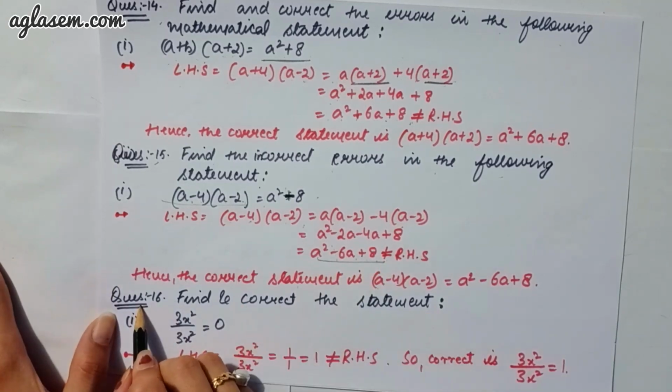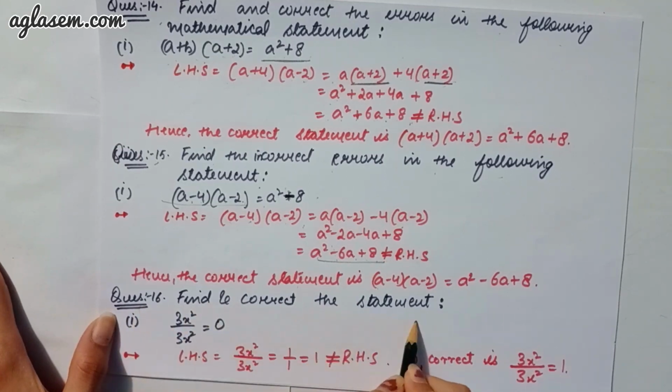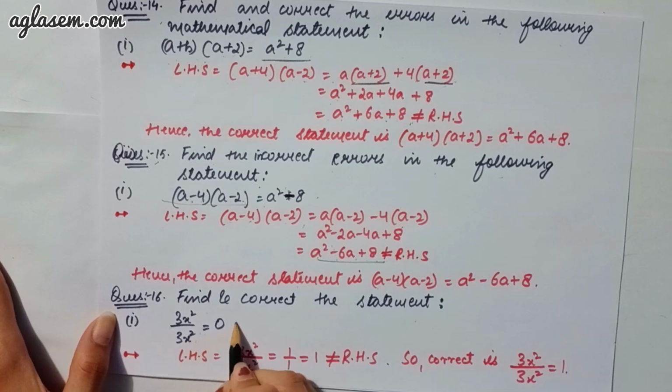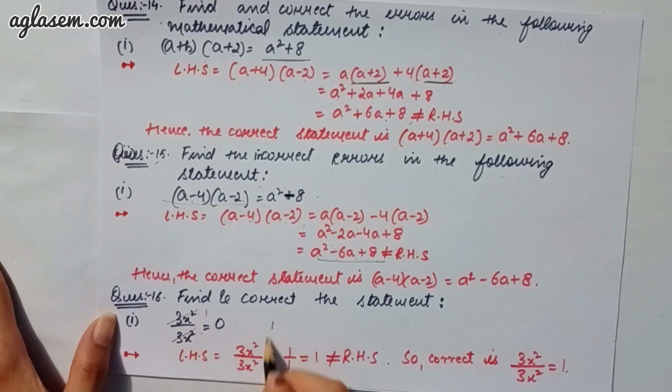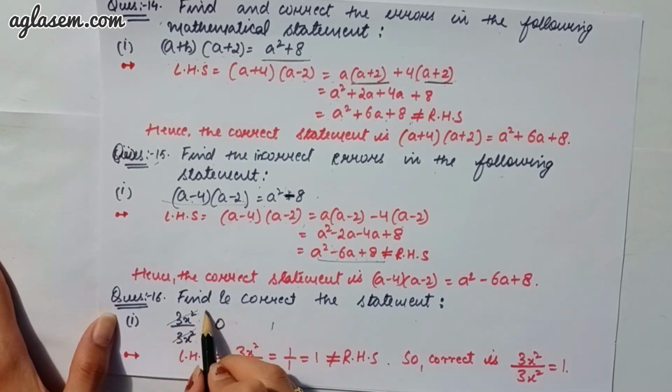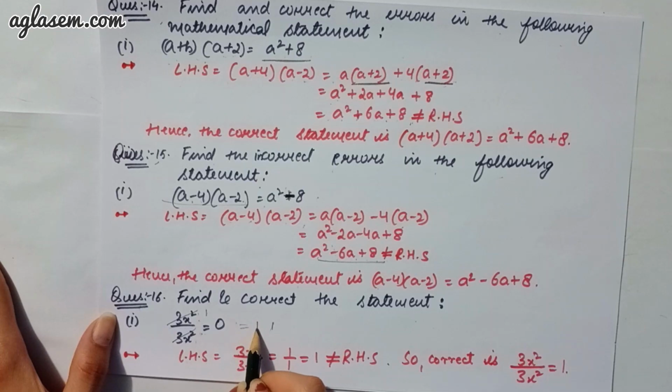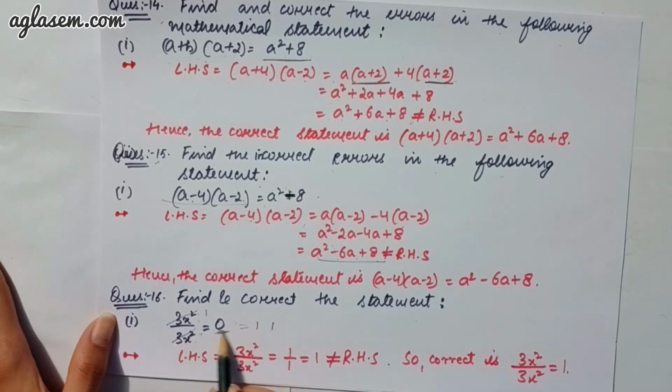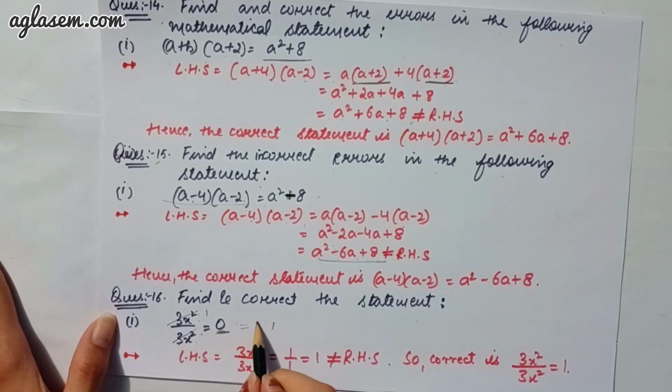Moving to our 16th question, which says find and correct the statement: 3x² divided by 3x² equals 0. So LHS is 3x² divided by 3x². Now cutting this, we will get 1. So the right hand side equals 1. Therefore, LHS is not equal to RHS. LHS is equal to 1.